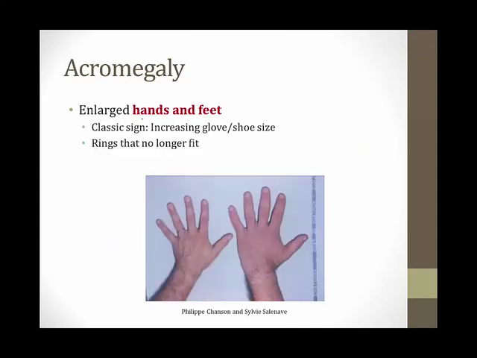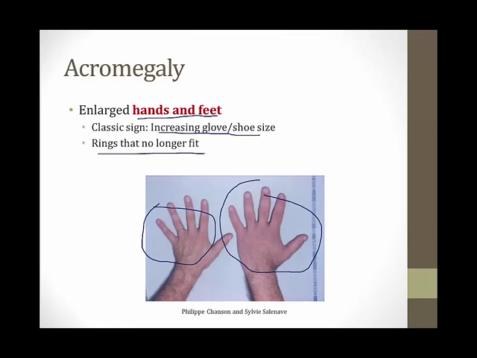Another characteristic finding is in the hands and the feet. The hands and feet get very large. If you look at this picture on the screen, on the left is a normal hand, on the right is a man with acromegaly. You can see that the hand is much bigger. A classic complaint from the patient is to say that their glove or shoe size has been increasing even though they are already fully grown. Another classic complaint are rings that no longer fit on their fingers.